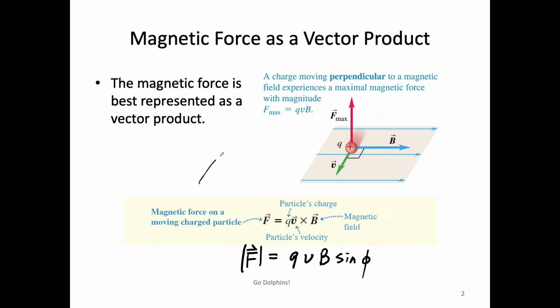If you have your V, you have your B, and the angle between them is phi, the magnitude is given by QVB sine phi, and then the direction of the force is given by right-hand rule. If you need to refresh what is right-hand rule, I suggest you go to the previous video I recorded, magnetic force. This is magnetic force, magnitude QVB sine phi, and direction, right-hand rule.